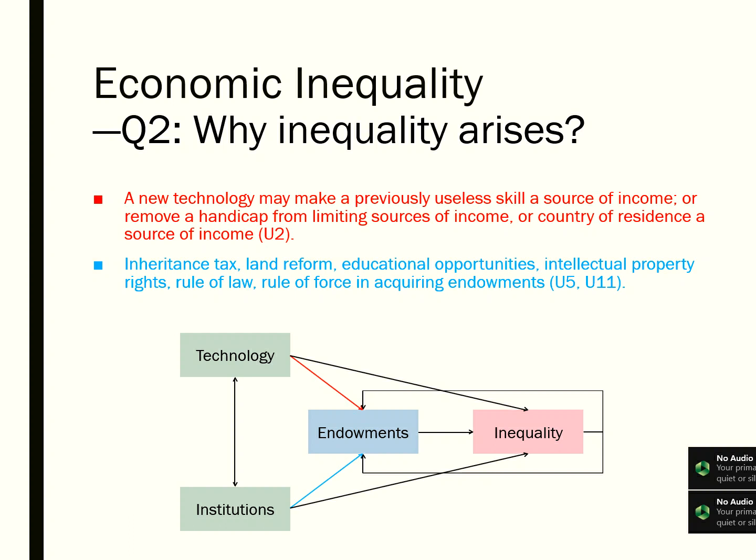On the other hand, good institutions can guarantee equal opportunities and endowments to mitigate inequality, while corrupted institutions can exacerbate it. These institutional factors include inheritance tax, land reform, educational opportunities, intellectual property rights, and rule of law.